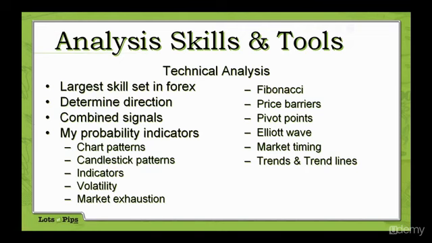I need combined signals, and over the years I've figured out what to use. These are some of my probability indicators. These are the pieces of the puzzle, the clues that I put together to combine signals. These each give me a signal of one kind or another. When I combine those, I can create strategies and determine where the market's going to go. There's a higher probability. I only take trades that have a higher probability of success, and if I can't find those combined signals, I don't trade.